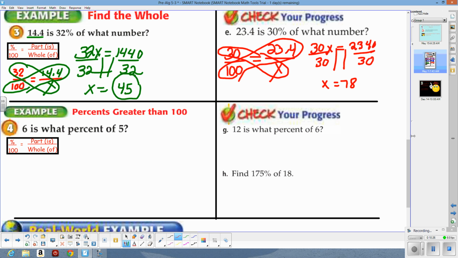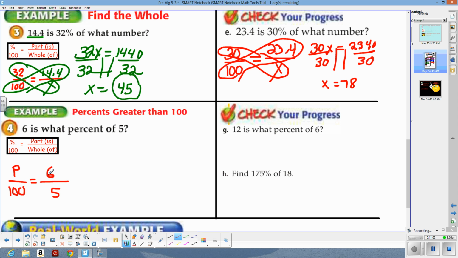Our next example has to do with percents greater than 100. Percents that are greater than 100 are bigger than one whole, because one whole is 100%. So 6 is what percent of 5? Go ahead and set up your percent proportion. We don't know the percent in this problem, so I'm going to put a P for the percent out of 100. And in this problem, our whole is 5 because it says of 5, and our part is 6.